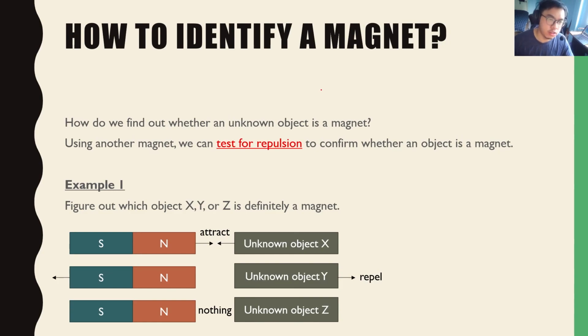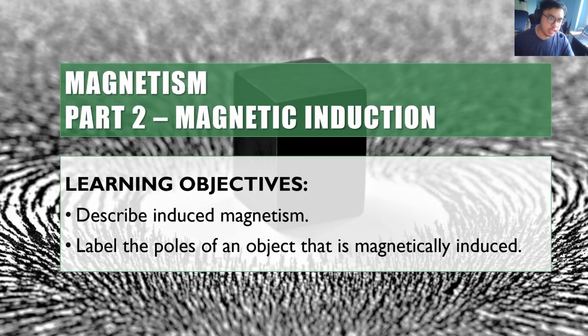And finally, you need to know how to identify a magnet. We identify a magnet by using the test for repulsion. Basically, if an unknown object repels a magnet, that means that unknown object must definitely be a magnet. In the next video lesson, in part 2, we're going to look at a phenomenon called magnetic induction.